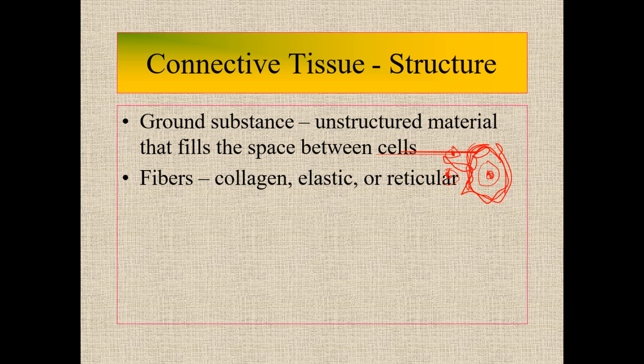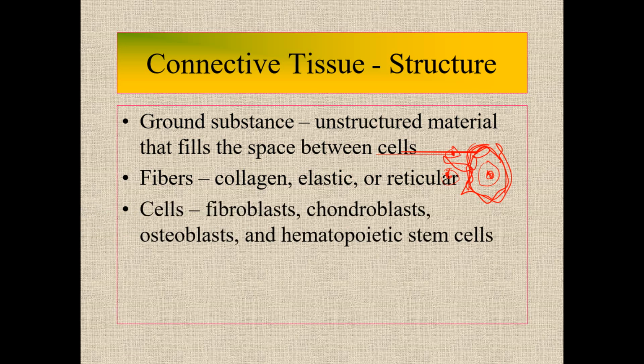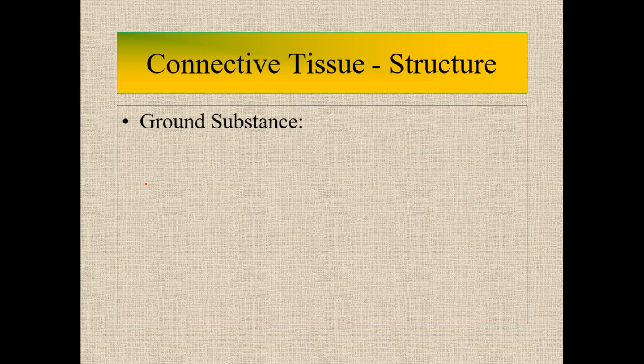Fibers, the 3 fibers that we have to talk about that predominate in connective tissue are going to be collagen, elastic, or reticular fibers. And then the cells that we're going to talk about are going to be fibroblasts, chondroblasts, osteoblasts, and hematopoietic stem cells. Just as an FYI, hemopoietic or hematopoietic, same thing. So this AT is optional. So now what we're going to do, since we've identified those, is we're going to go and take a look at ground substance, then fibers, and then cells. So ground substance, we pretty much covered what it is.